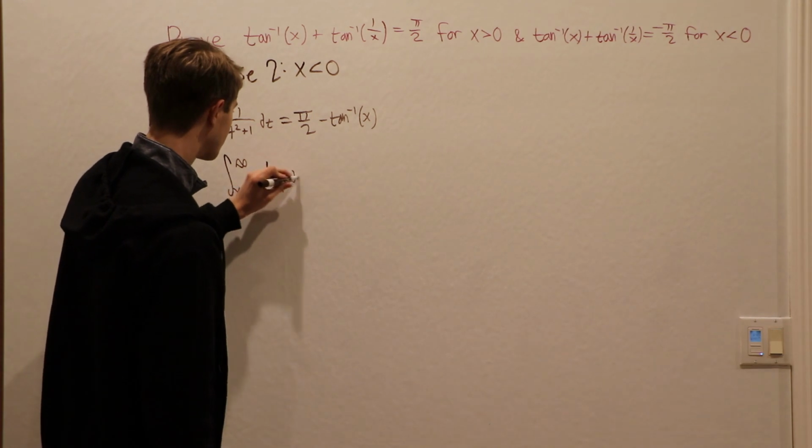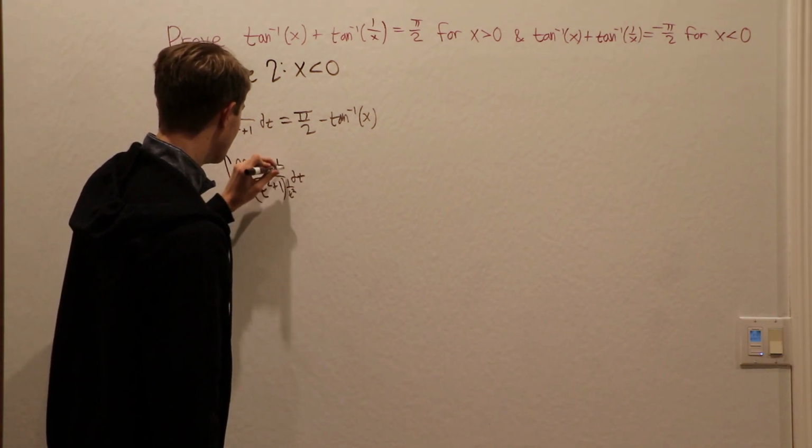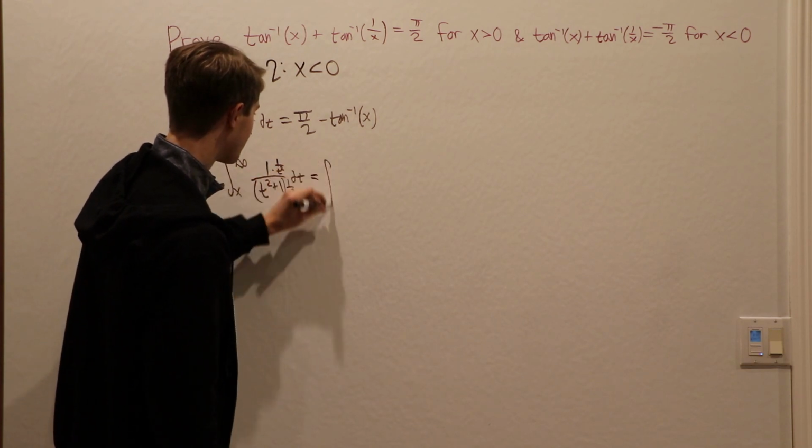So we have 1 over t squared plus 1 dt, and we start out by multiplying the top and bottom by 1 over t squared.